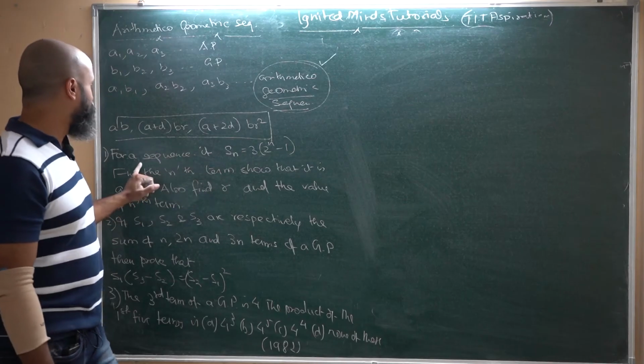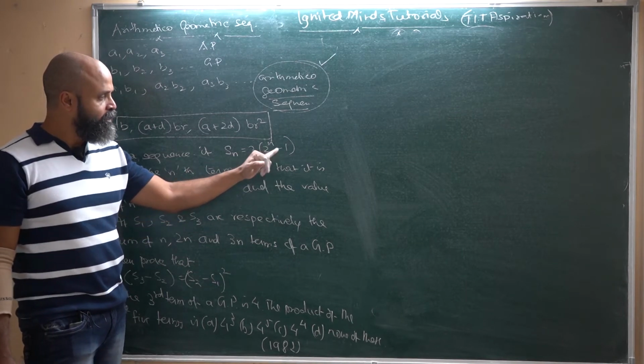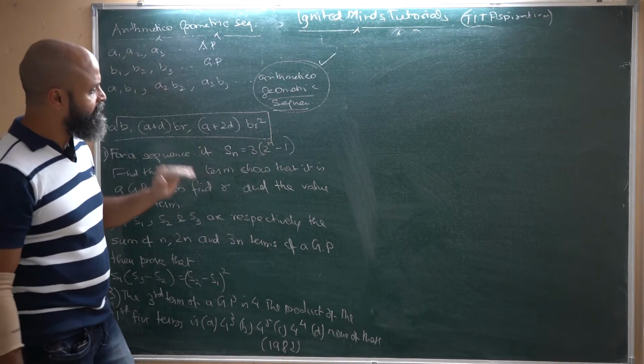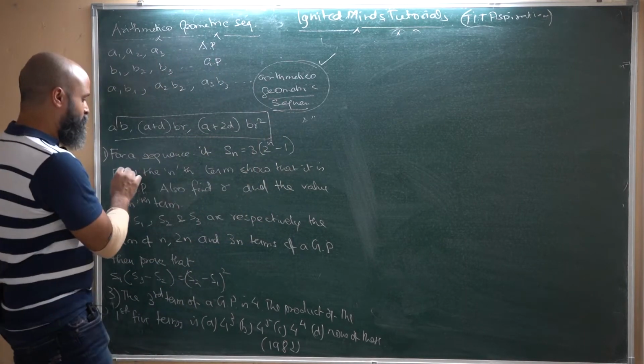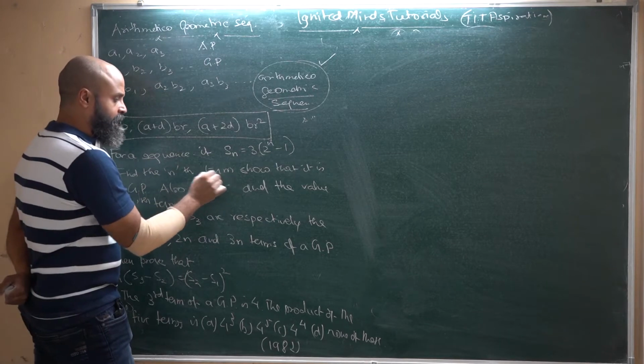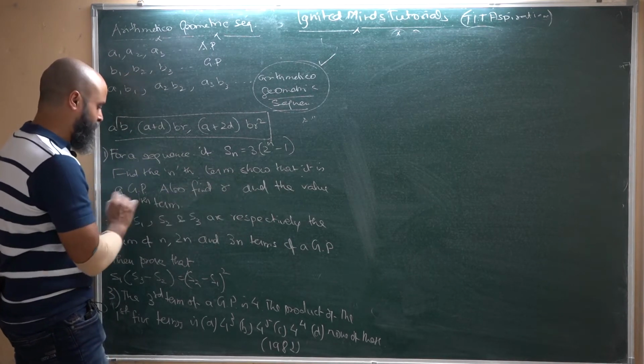Right, let's look at this problem. For a sequence, if Sn, that is the sum of n terms, is 3(2^n - 1). We have not been given whether it is an AP or a GP or an HP. So find the nth term and show that it is a GP. Also find r and the value of the nth term.